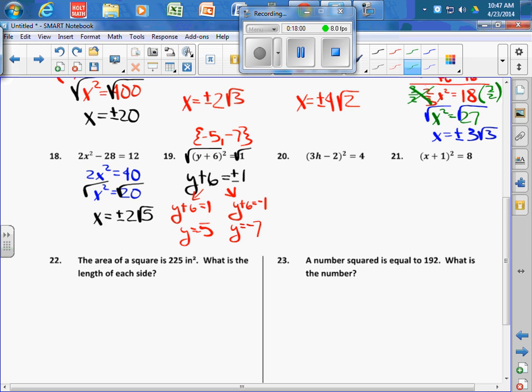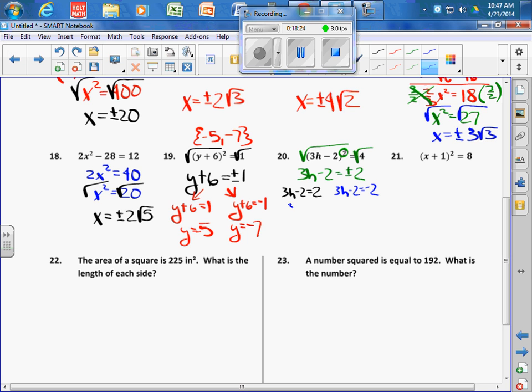In number 20, this squared means I can take the square root of both sides. I'll get 3h minus 2 is equal to plus or minus 2, because the square root of 4 is plus or minus 2. Now I'm going to write two different equations, and I'm going to have 3h minus 2 is equal to positive 2, and I'm going to have 3h minus 2 is equal to negative 2.